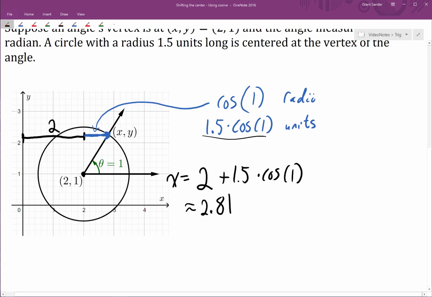which, if we look at this diagram, looks pretty good. The x-coordinate of that point seems to be about 2.81, and so this seems like a good value. Whereas if you just computed the value of 1.5 times cosine of 1, you would have just gotten 0.81, which, looking at this diagram, does not appear to be the x-coordinate of that terminal point.